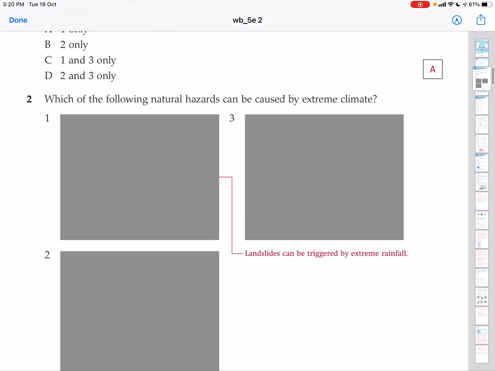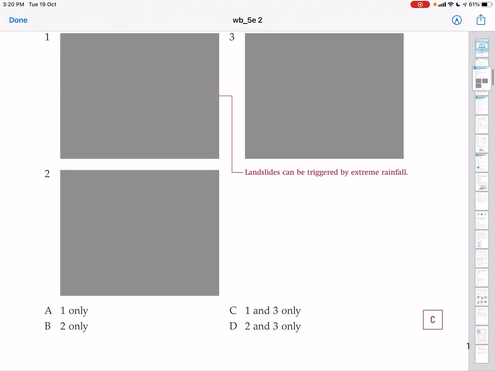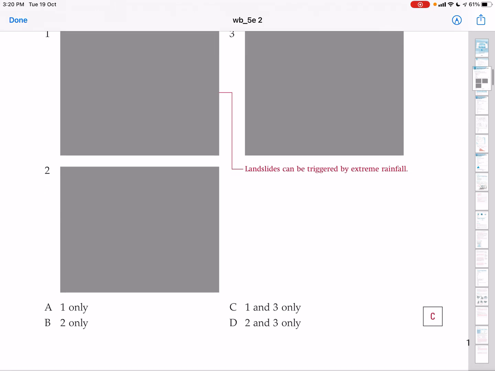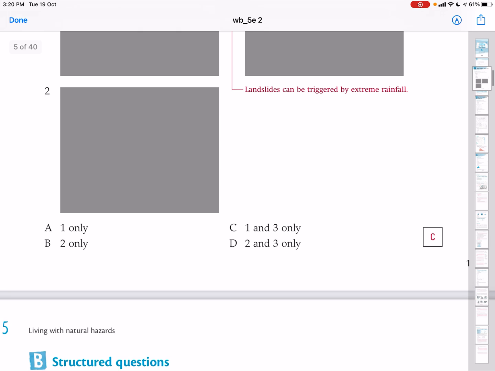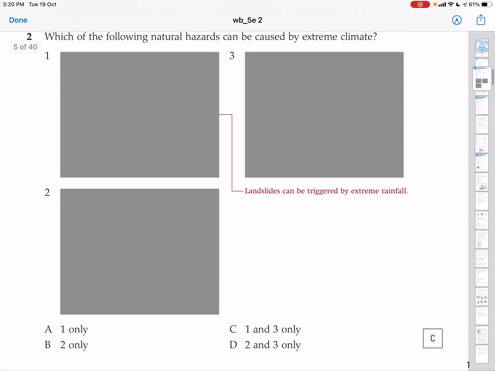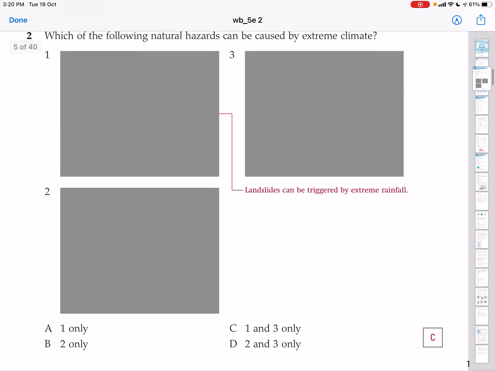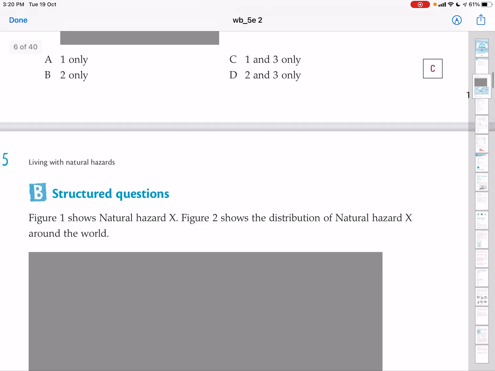And number two is talking about the natural hazards, why it's caused by extreme events. For number one, it is landslide, and number three is a natural hazard as well. I really don't have the picture because I forgot to bring the hard copy of the workbook home. Sorry about that. But anyway, it is C.